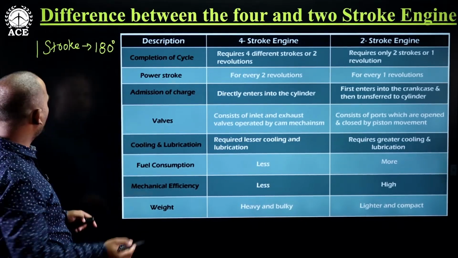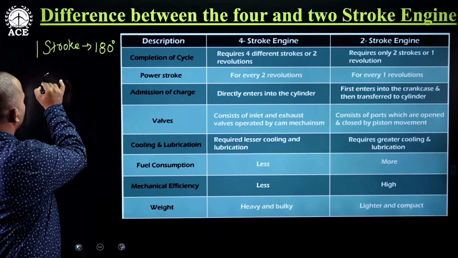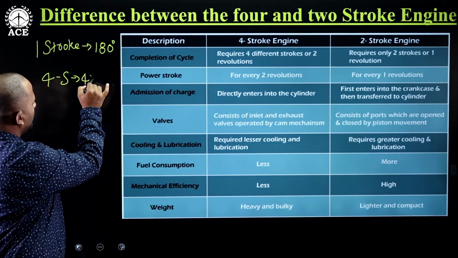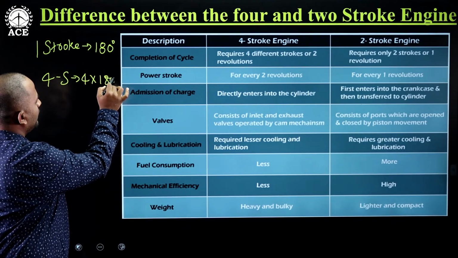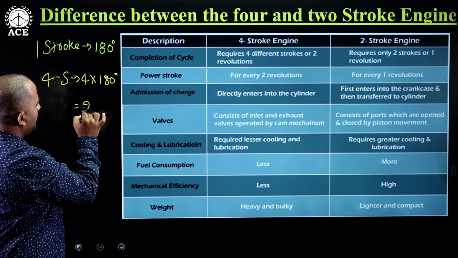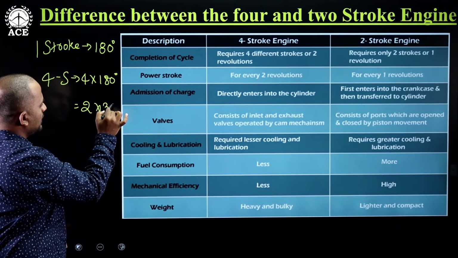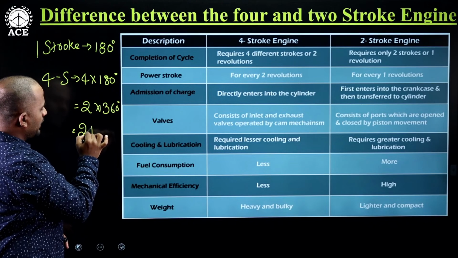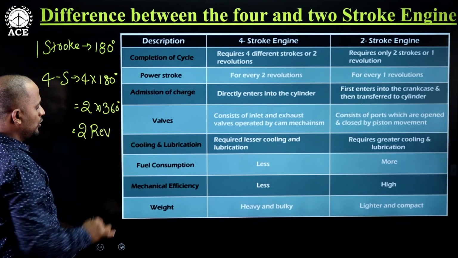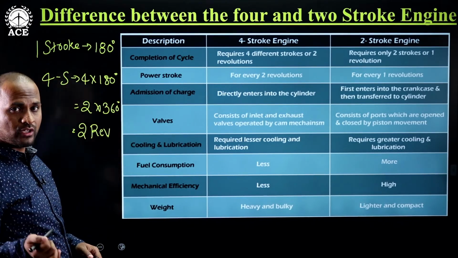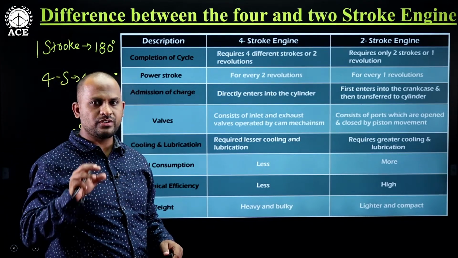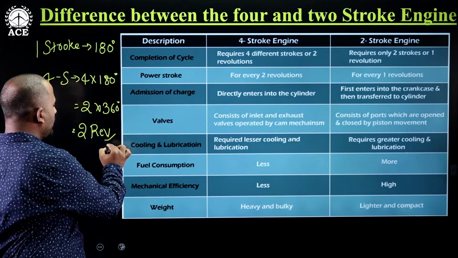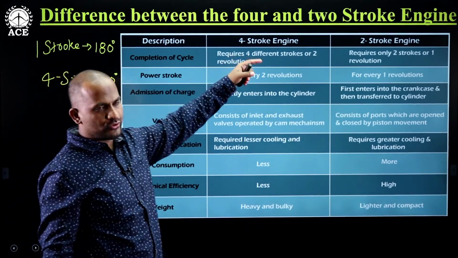Now in the 4-stroke engine, how many strokes we are having? 4. So 4 strokes we are having. That means 4 into 180, which is called as what? 2 into 360. That means 2 revolutions of the crankshaft. The sequence of operation: suction, compression, expansion, exhaust will be completed in 2 revolutions of the crankshaft in the case of 4-stroke engine.